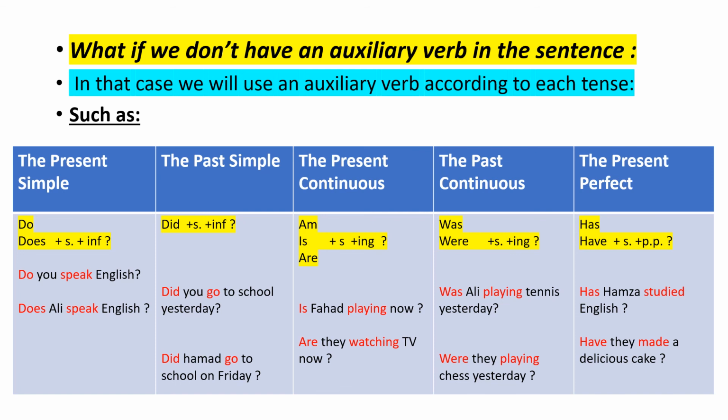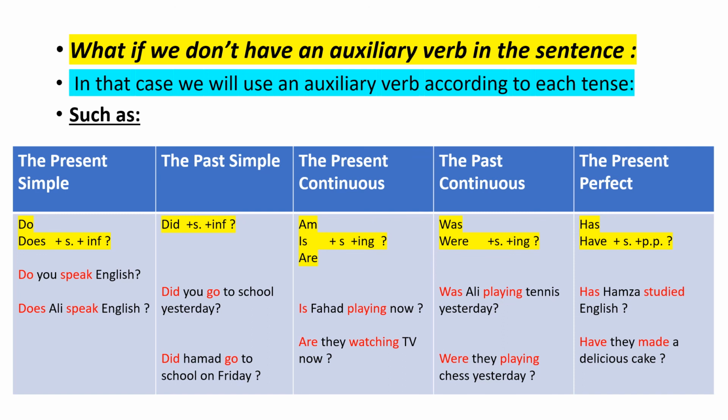Is Fahad playing now? You can say yes, he is, or no, he isn't. Number 2, are they watching TV now? You can say yes, they are, or no, they aren't, because this is a present continuous. What about number 4? The fourth tense, the past continuous.